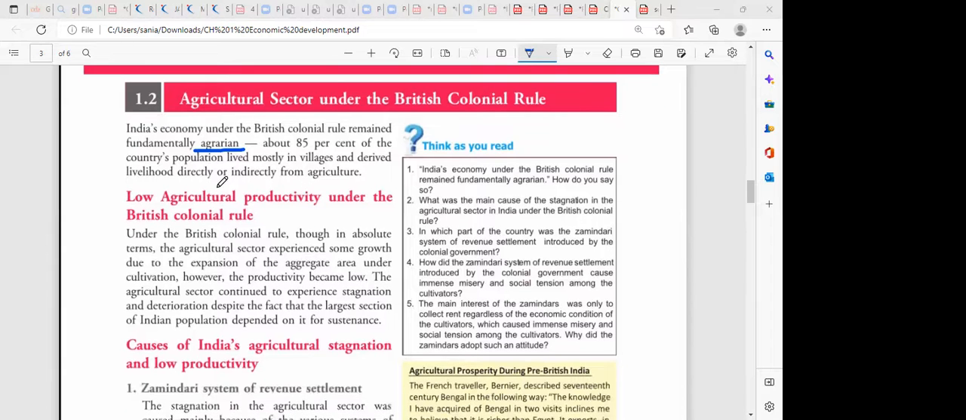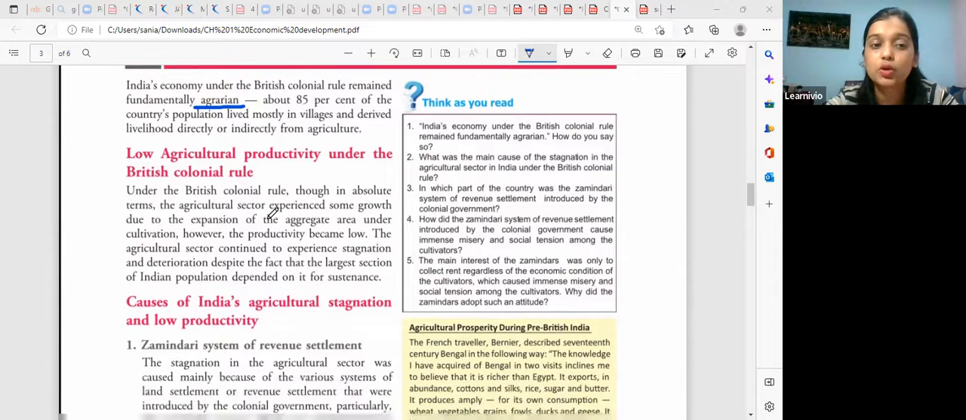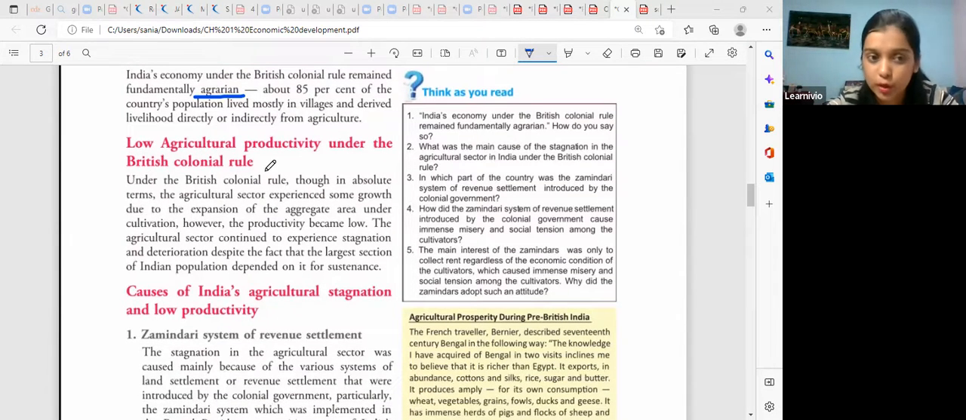Okay, good. Now, what was the agriculture sector like? You already know 85% of the population was directly or indirectly dependent on agriculture. But the condition was low agriculture productivity under British colonial rule. For example, if I am producing crops, the productivity was very, very low. Under British colonial rule, though in absolute terms the agriculture sector experienced some growth due to expansion of the area under cultivation, the productivity became low.